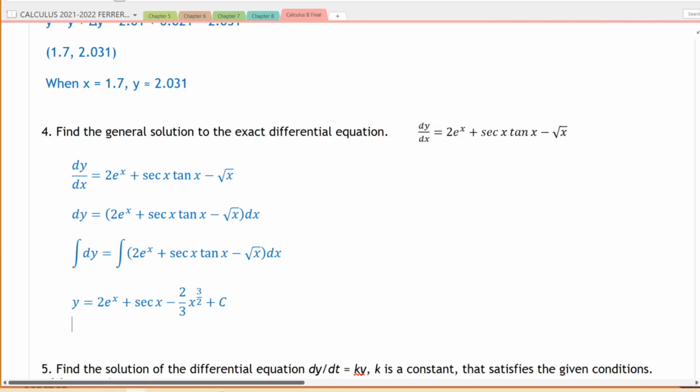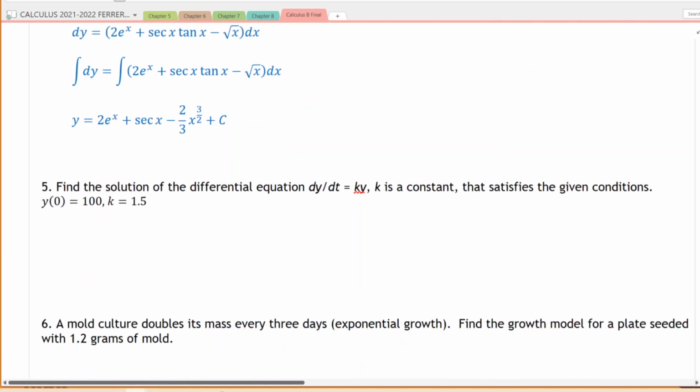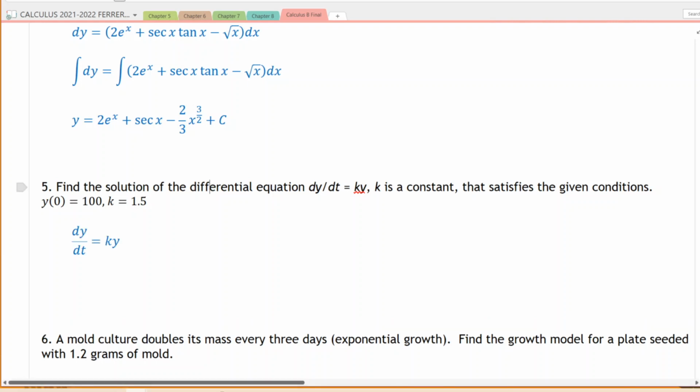Question 5, find the solution to this differential equation. dy/dt is equal to ky, and k is a constant, and it's going to satisfy these initial conditions where y(0) is equal to 100 and k is equal to 1.5. So let's write this down. dy/dt is equal to k multiplied by y, and k is 1.5.